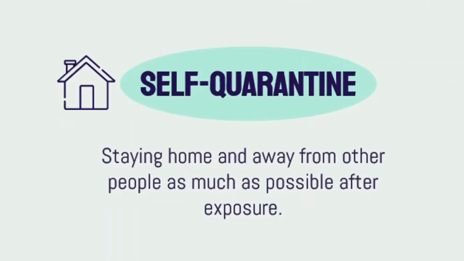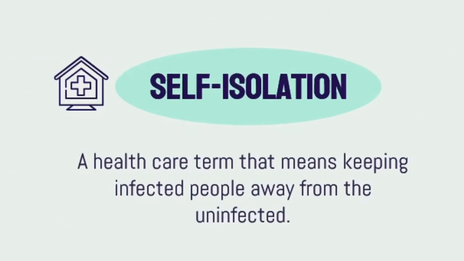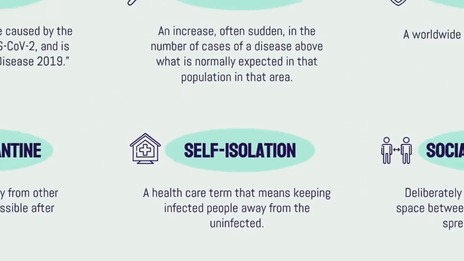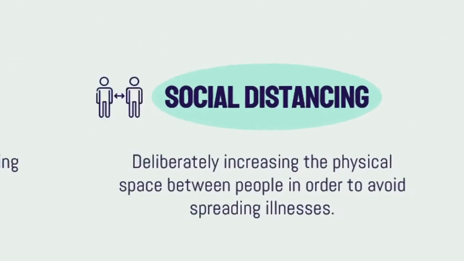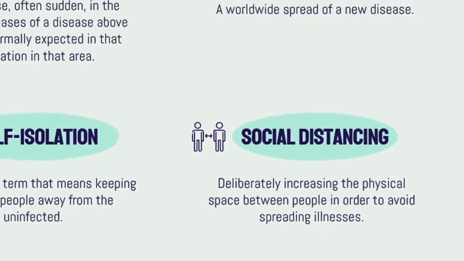Self-quarantine is staying home and away from other people as much as possible after exposure. Self-isolation, a healthcare term that means keeping infected people away from the uninfected. And the last one is social distancing. It's deliberately increasing the physical space between people in order to avoid spreading illness.